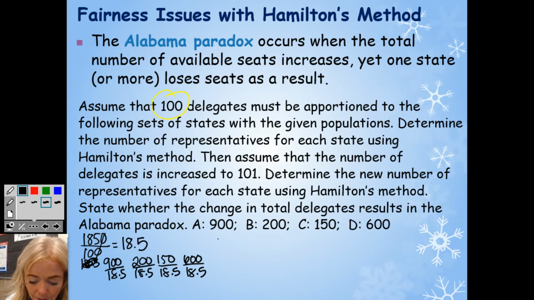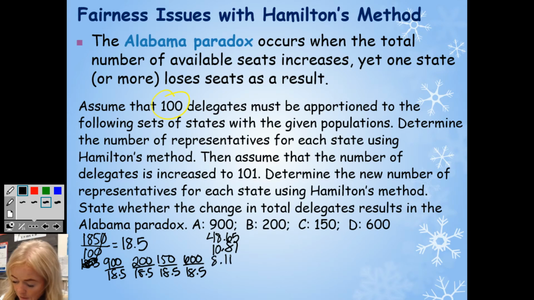48.65. And then 200 divided by our standard divisor, 18.5, is 10.81. And then 150 divided by 18.5 is 8.11, rounded. And then 600 divided by 18.5 is 32.43.